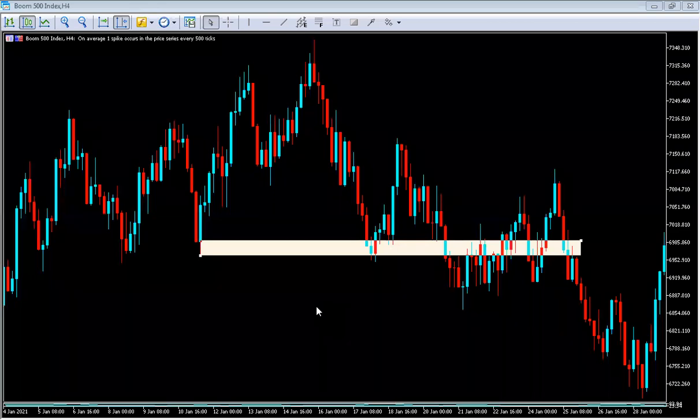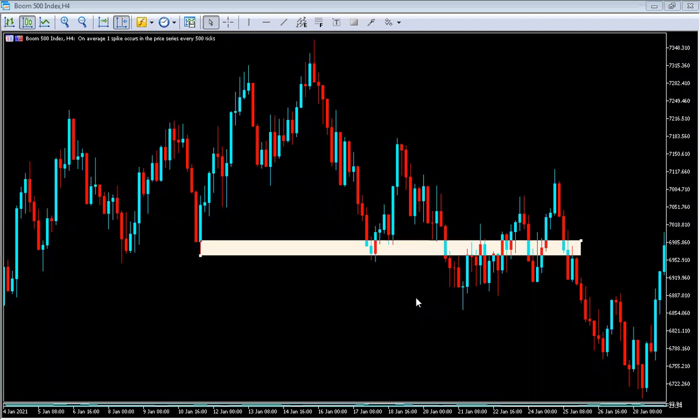Okay, I have 2 questions. Am I to understand that when I'm drawing the support and resistance line, I do it on the higher time frame, which might be the hour or the 4-hour? Yeah.